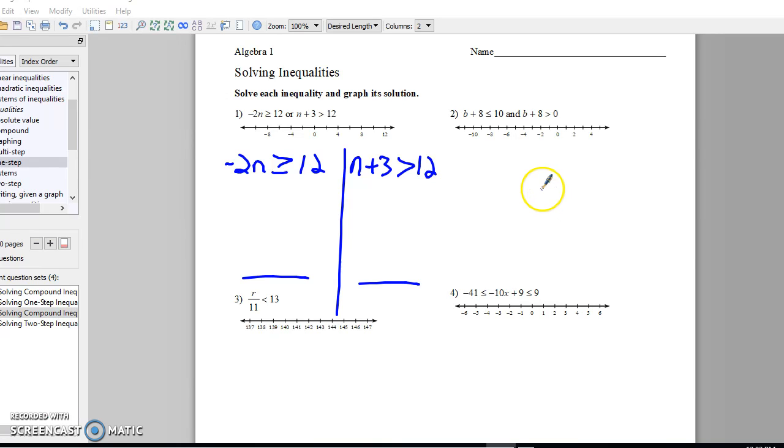Number two is very, very similar. Again, you've got two inequalities. You're going to, again, solve both of those. And when you're finished, you're going to graph those solutions on the number line.